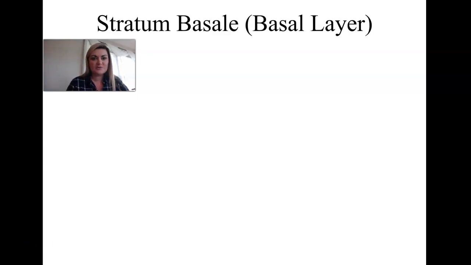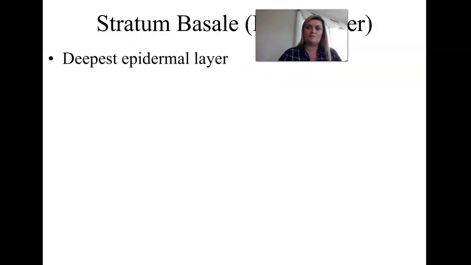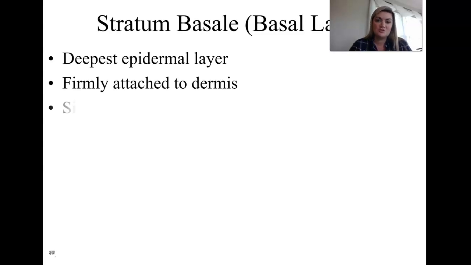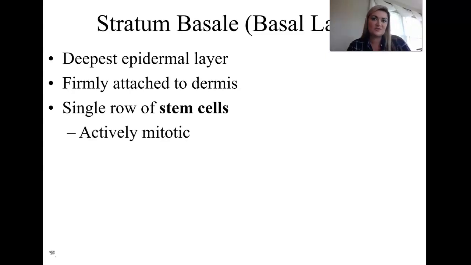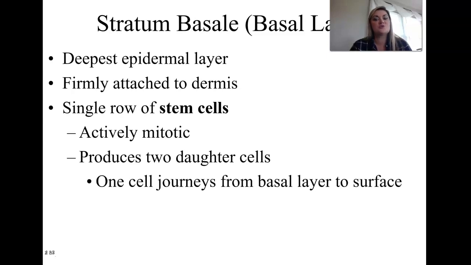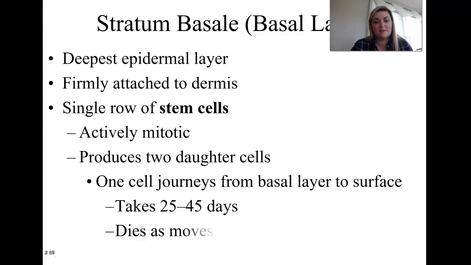Okay. So what we're going to do is go through each layer of the epidermis so you understand what each one of them does. So the stratum basale, the deepest layer, or the layer towards the bottom near the dermis, it's going to be firmly attached to the dermis. It's going to be a single row of stem cells, and these cells are going to be actively mitotic. So they're actively going through mitosis. So as they divide, it's going to produce two daughter cells. One of those daughter cells is going to journey from that stratum basale layer up towards the surface, and the other cell is going to stay towards the bottom.